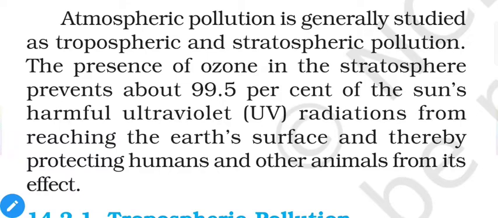The presence of ozone in the stratosphere prevents about 99.5% of the sun's harmful ultraviolet radiation from reaching the earth's surface, thereby protecting humans and other animals from its effects. So damage in this layer can cause very devastating effects on earth. Because a higher quantity of UV radiation means more probability of skin cancer, because UV light directly damages the tissues.